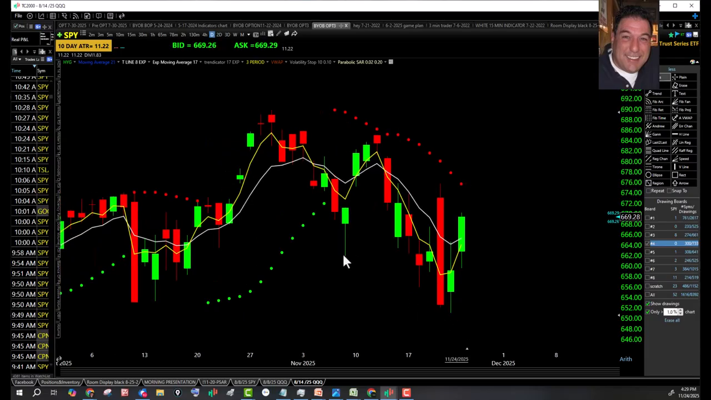Okay, so we got a low here. We made a lower low. Not today, but Friday. This would be Friday's candle. We made a lower low. So we're in a downtrend.